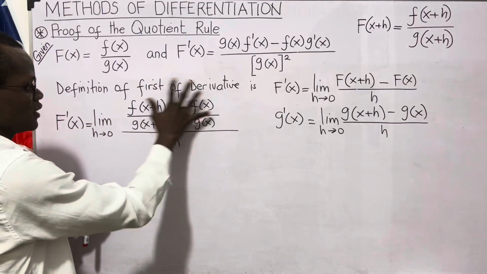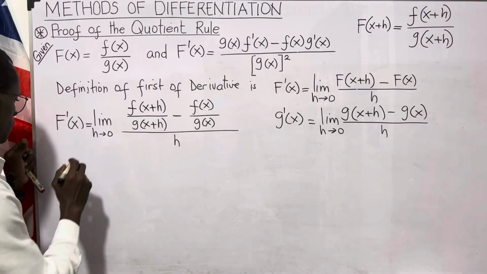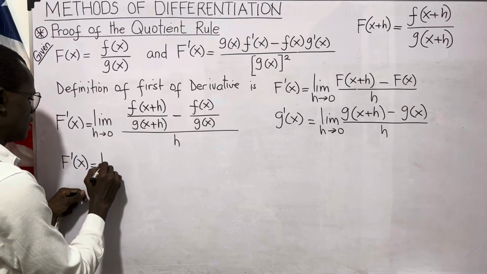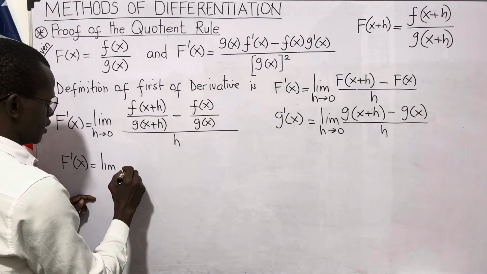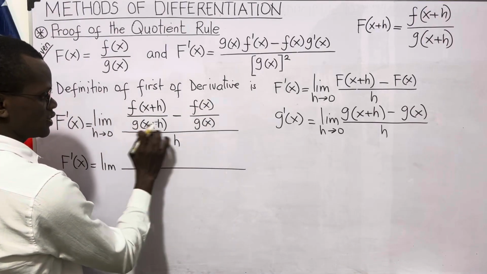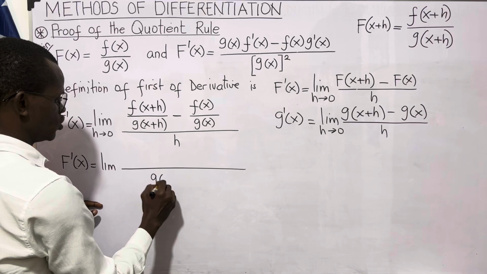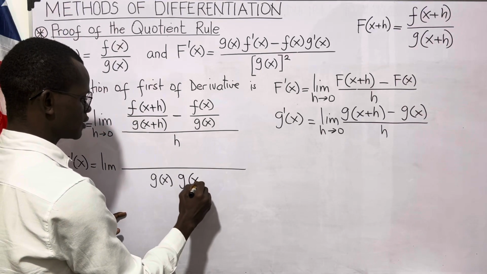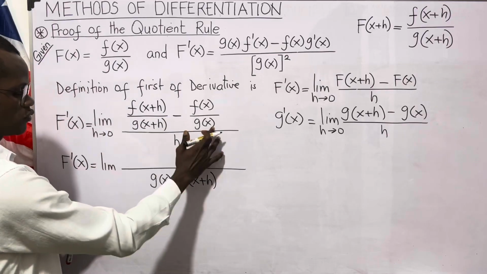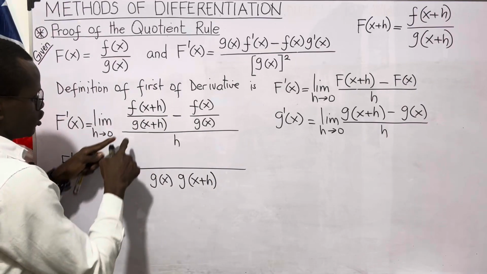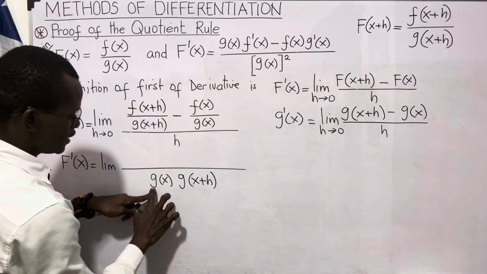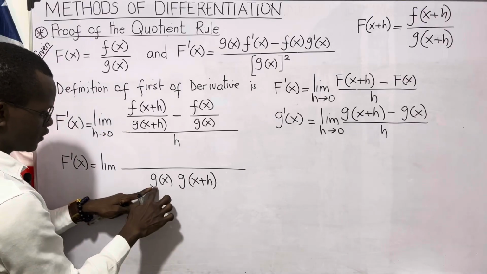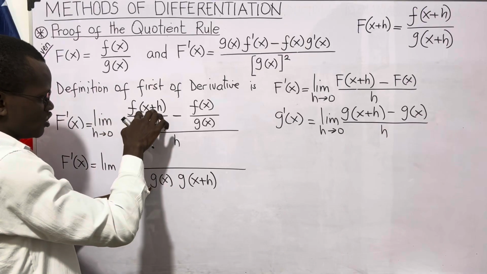So we simplify. This is a complex fraction. So we have F prime of x is equal to the limit. We take the numerator. We find the LCD for this and this, which will just be g of x, this times this, right? And g of x plus h. Whatever you put first, it doesn't matter. Now, g of x plus h goes into this denominator. g of x plus h will cancel g of x plus h. You'll be left with g of x. So it's g of x times the numerator.